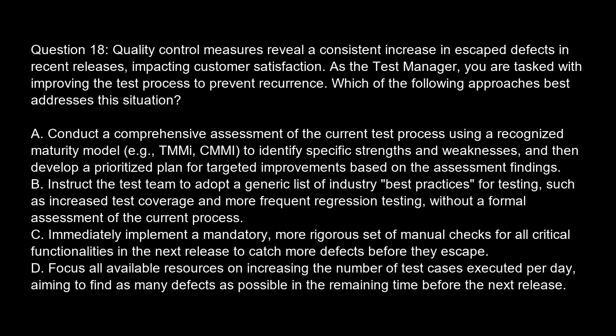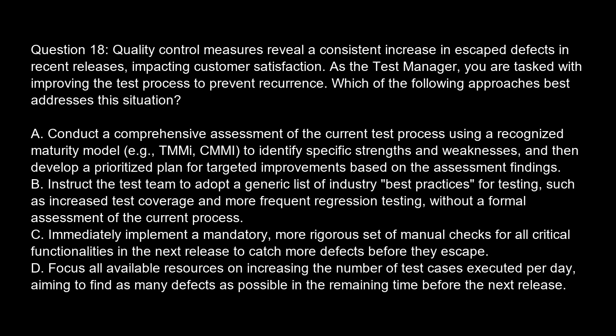Option A. Conduct a comprehensive assessment of the current test process using a recognized maturity model, e.g., TMMI, CMMI, to identify specific strengths and weaknesses, and then develop a prioritized plan for targeted improvements based on the assessment findings. Option B. Instruct the test team to adopt a generic list of industry best practices for testing, such as increased test coverage and more frequent regression testing, without a formal assessment of the current process.